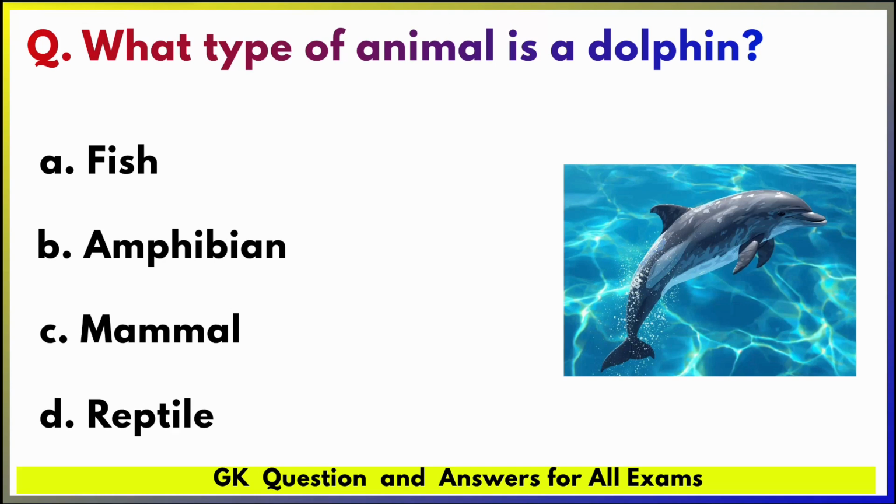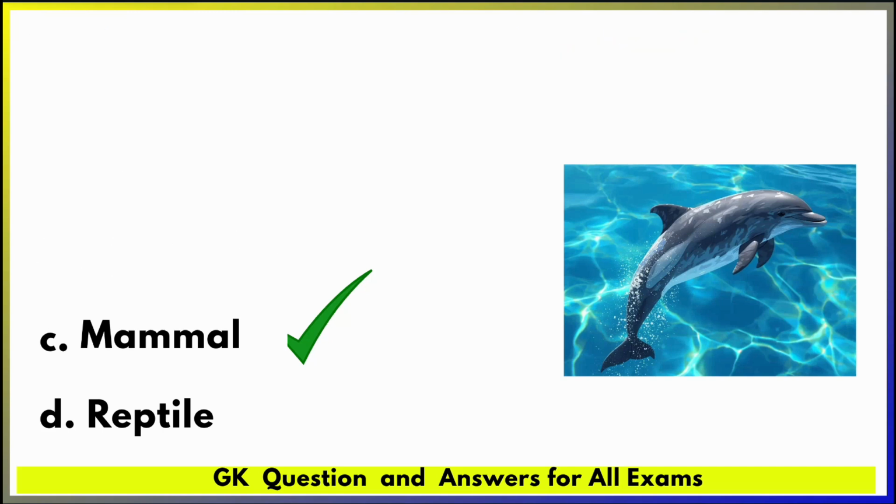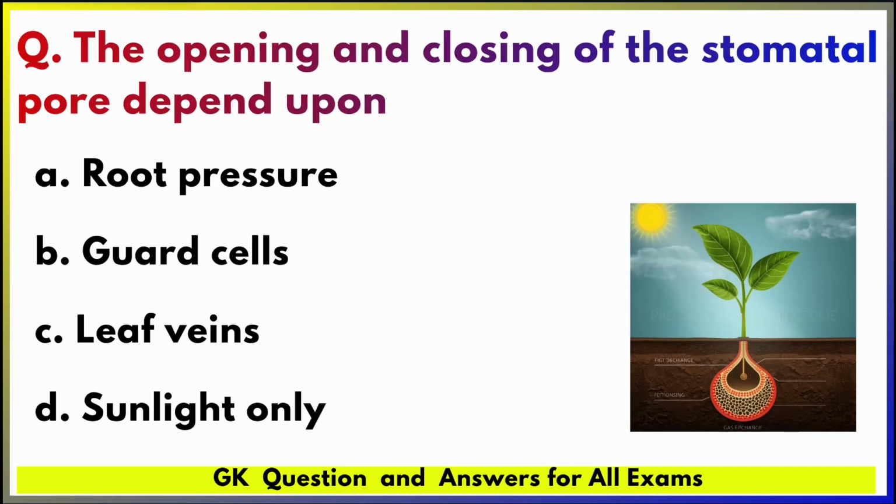What type of animal is a dolphin? Right answer is mammal. The opening and closing of the stomatal pore depend upon. Right answer is guard cells.